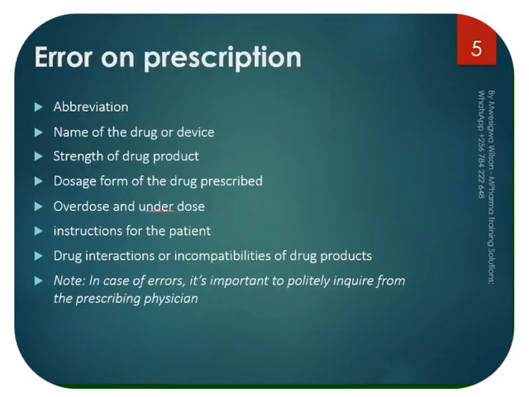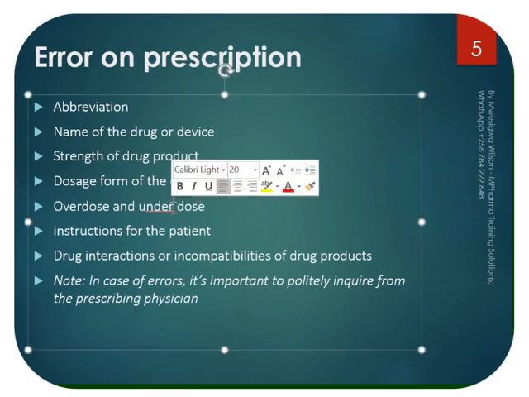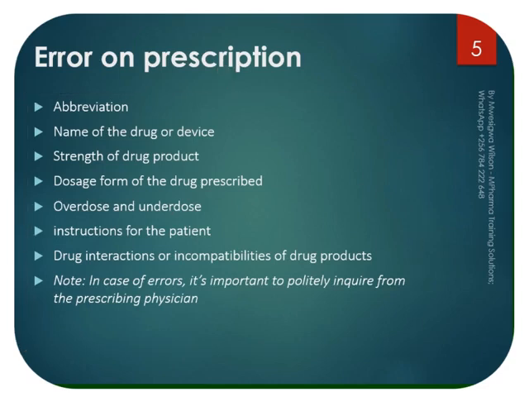However, there are some errors which can occur, like on the abbreviations, the name of the drug, the strength, the dosage form, where we could have an underdose or overdose, the instructions for the patients, and drug interactions. Most of these you'll get as you progress in pharmacy, because if you haven't yet done pharmacology, for example, there's no way you will know the drug interactions and the doses. But with time, you'll get to know all these things.